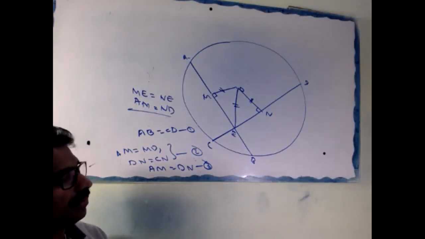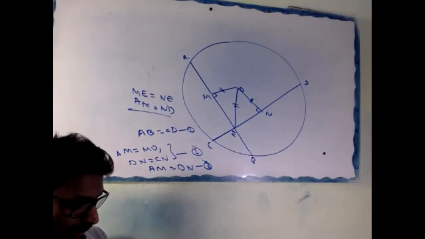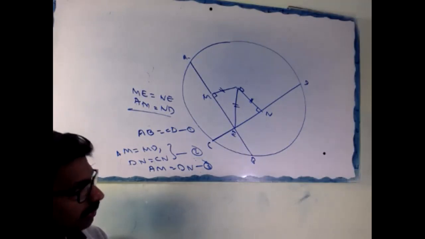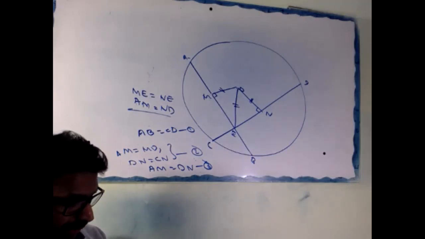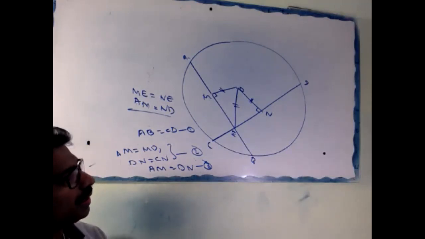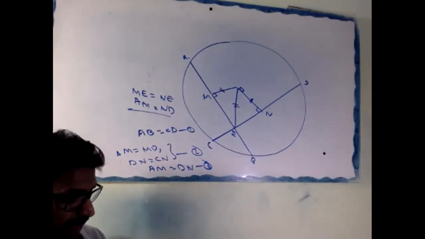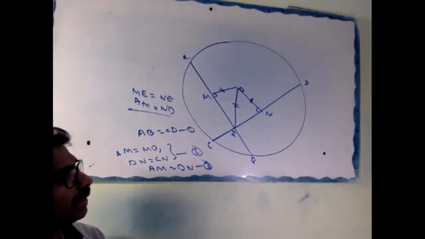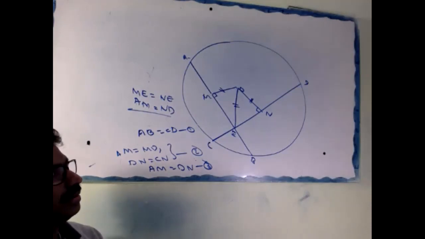Therefore, triangle OME congruent to triangle ONE, by RHS congruency. Hence ME equal to NE, by CPCT. Call it number 4.